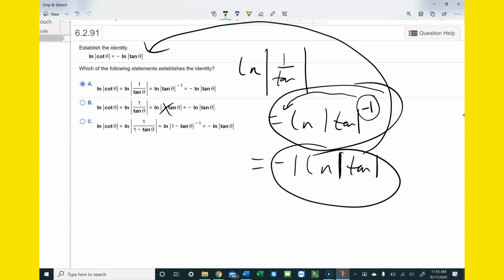This is not right. Cotangent is not 1 over 1 minus tangent, so that part's wrong. So choice A it is.